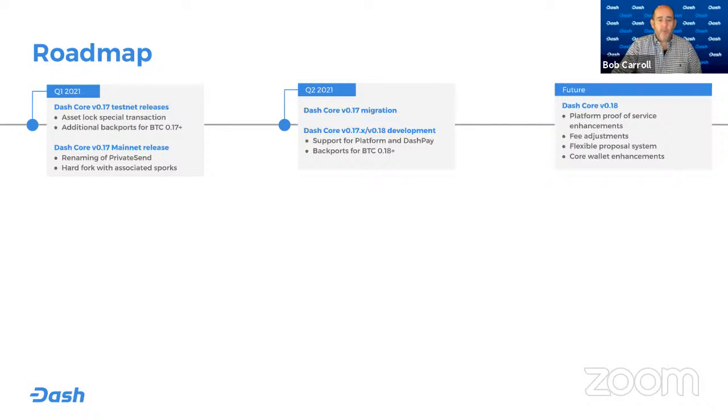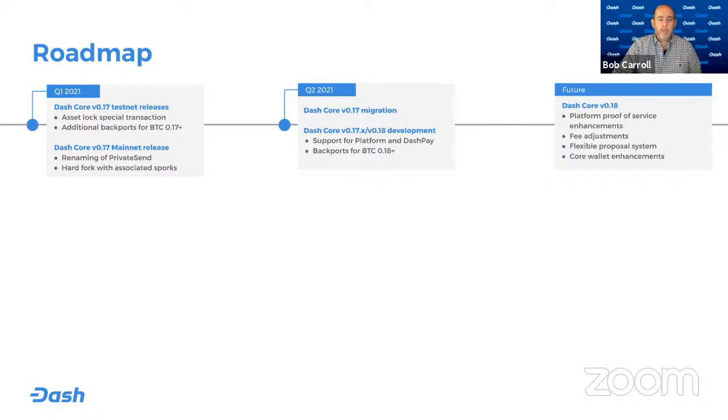As Ryan mentioned, we will be renaming Private Send, which will not include any feature changes. I just want to emphasize that. It's only a difference in how the feature is labeled within the app. Our expectation is to have a final release candidate of V17 on testnet in early March, followed by a move to mainnet at the end of the month.